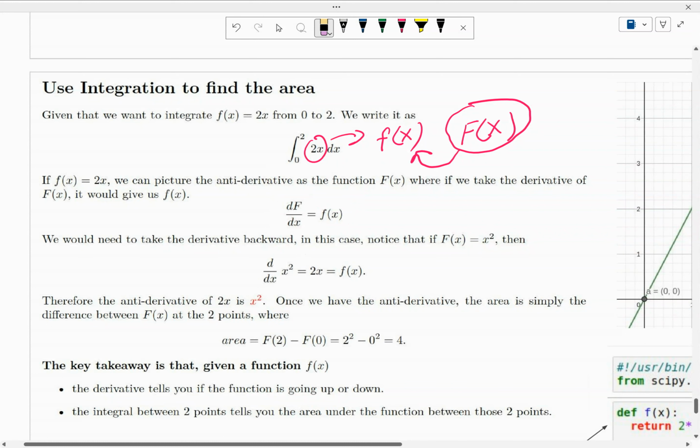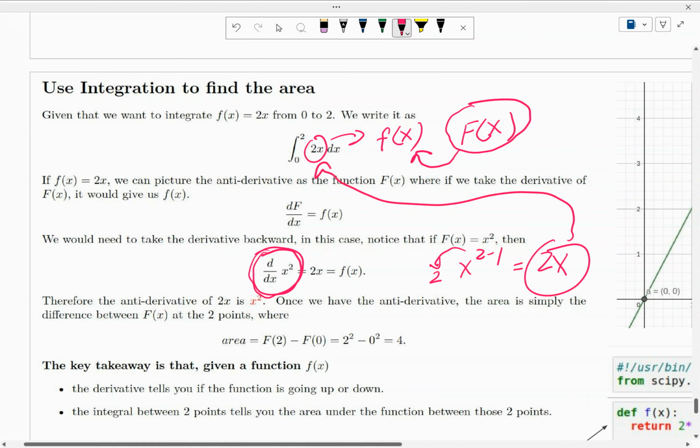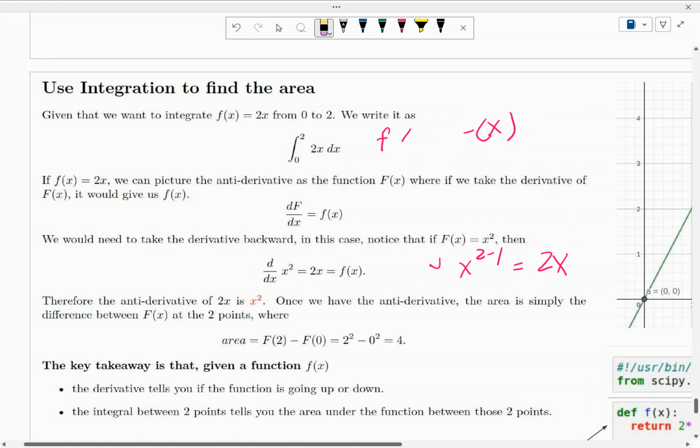When you think of the derivative backwards, it turns out that if you take x squared and take the derivative of that, let's use the power rule: x squared, you move the 2 down, and then you subtract 1, which is 2x. Notice how this is exactly the same as the function. So when you take the derivative backwards, we get x squared.